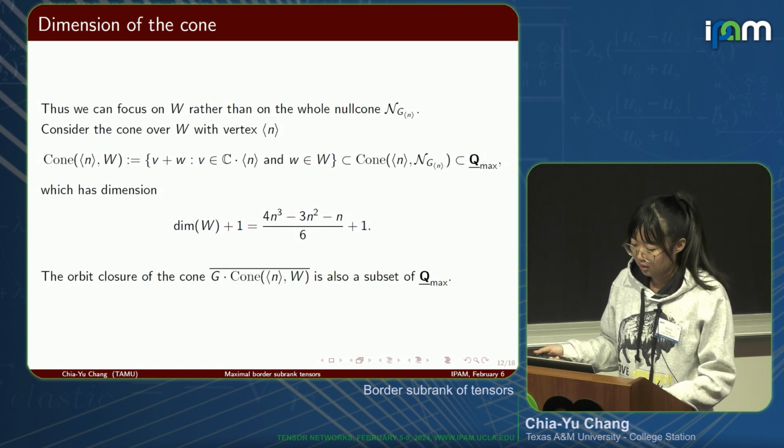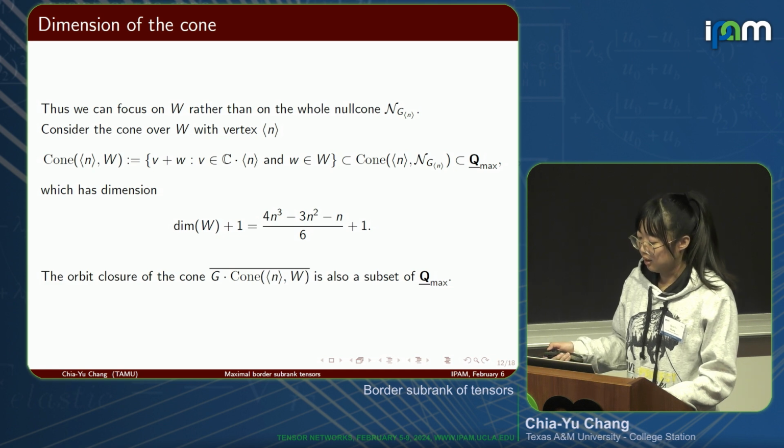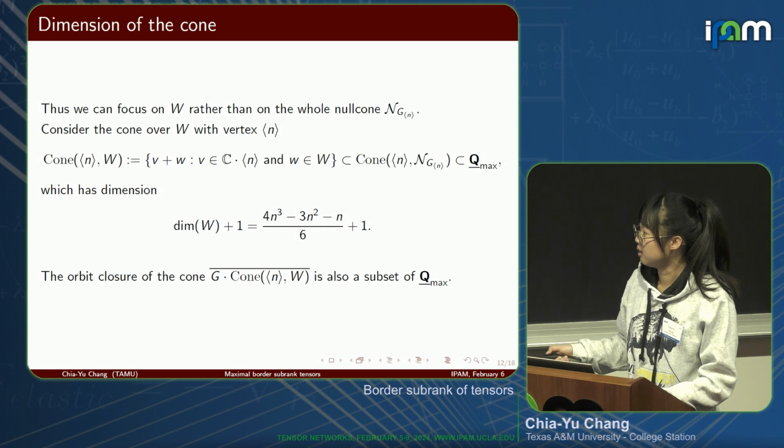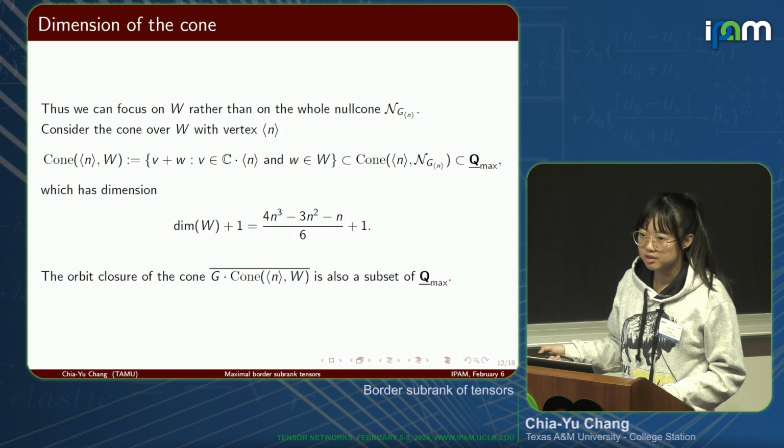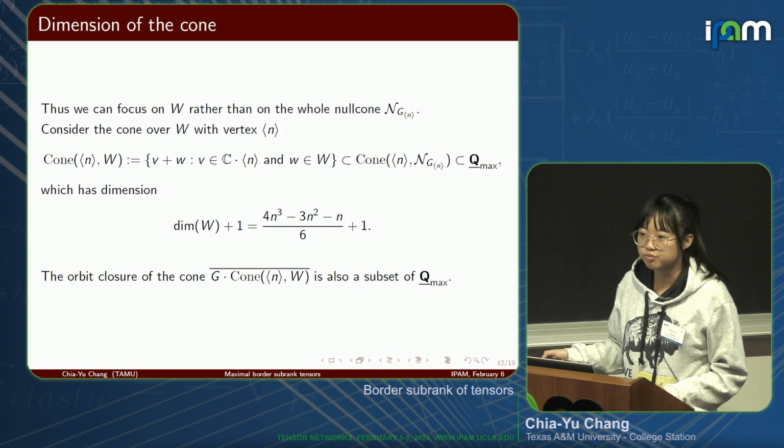Okay. And so the orbit closure of this cone is also a subset of the set of all maximal border subrank tensors.